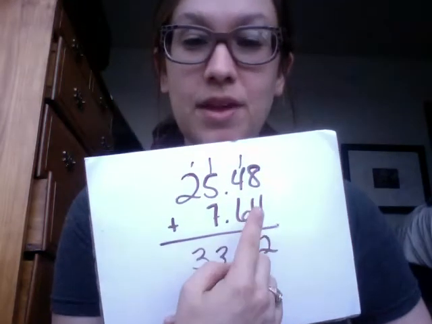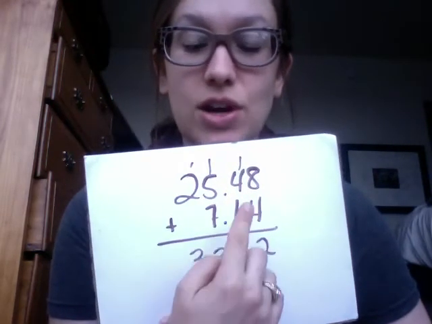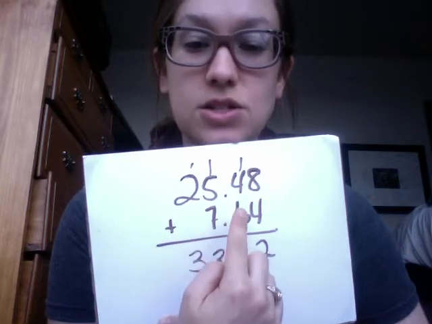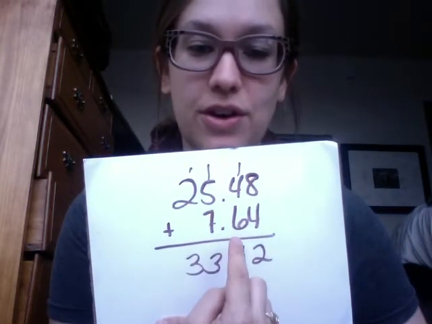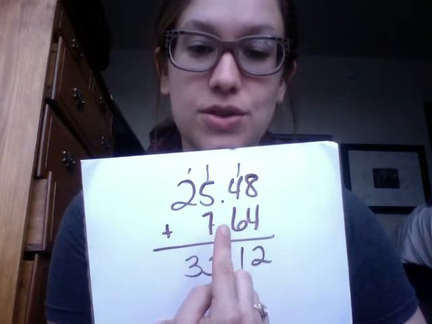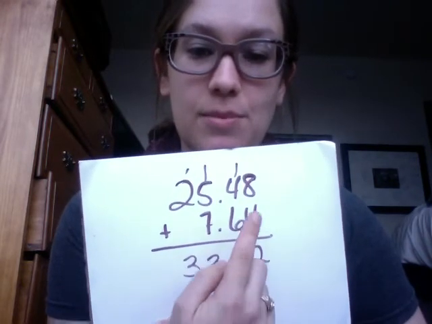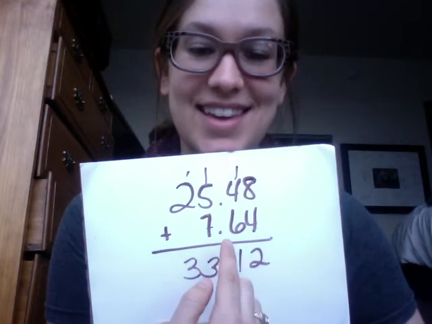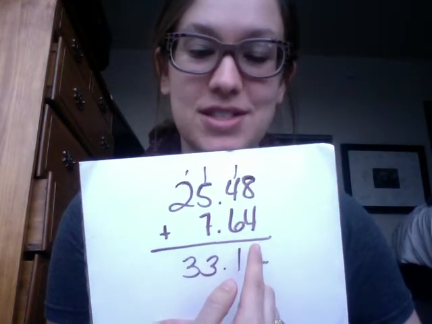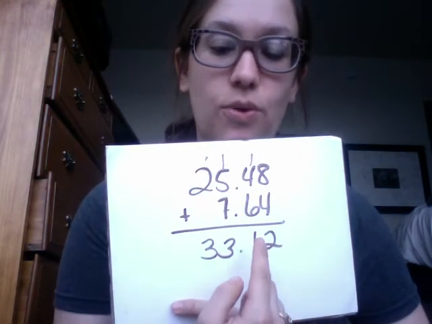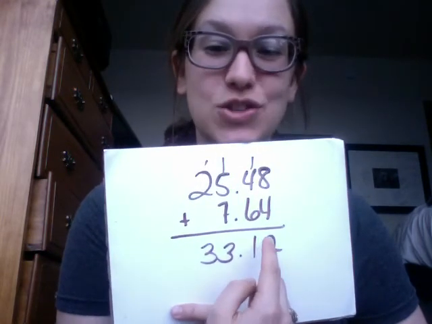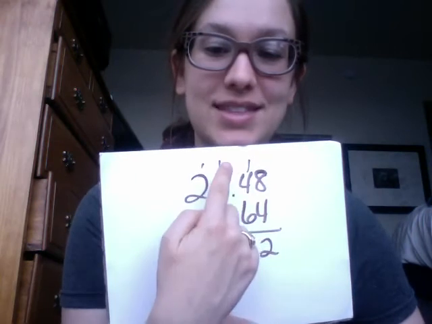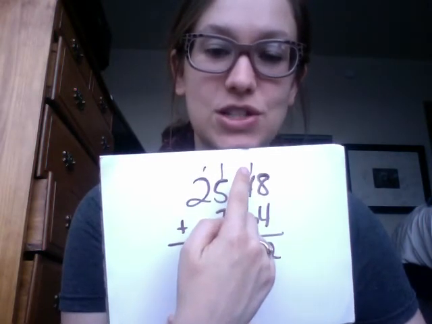So first things first, I start by making sure all my places are lined up. I line up my decimals over each other. I make sure my 1s are in their 1s place together, my tenths in their tenths, and my hundredths with their hundredths. So 8 plus 4 is 12. Can't have 12. Got to trade in 10 of them to make a new tenth. Okay, so I leave my 2.